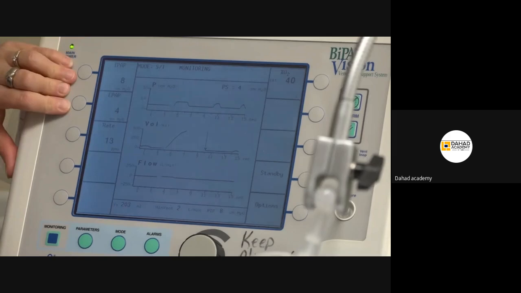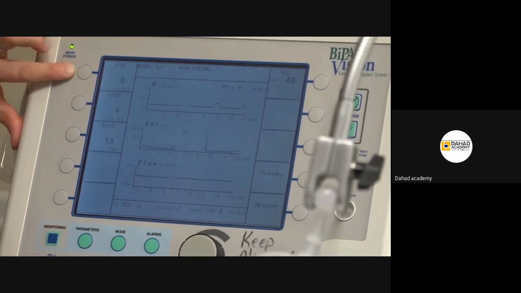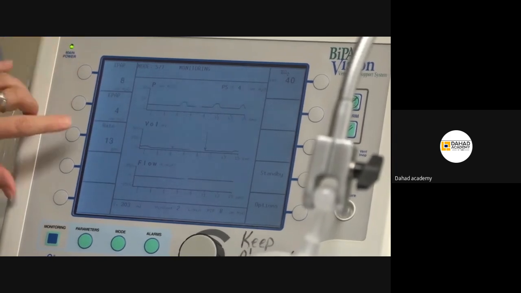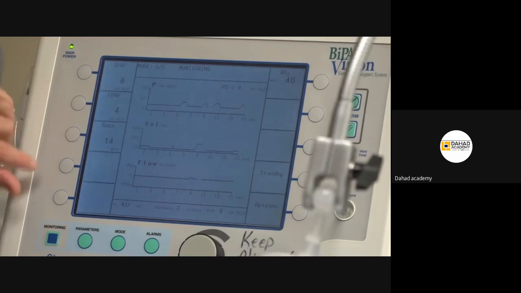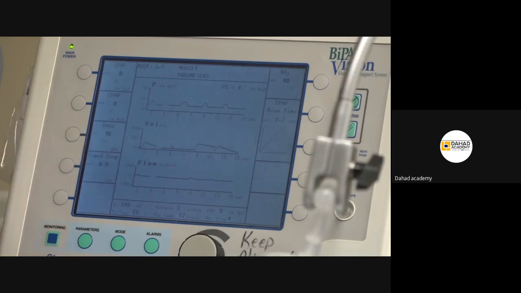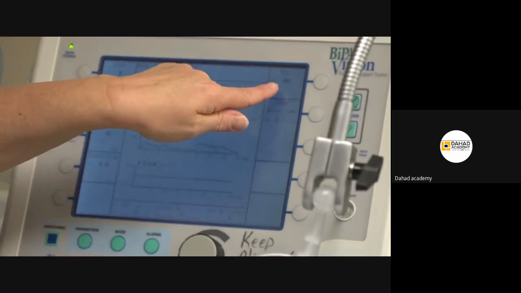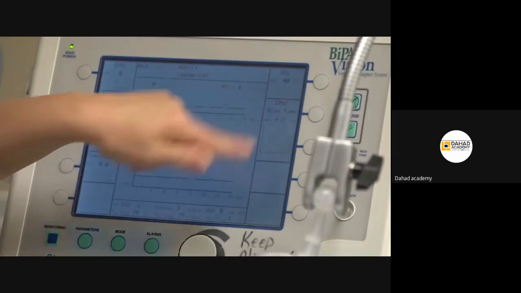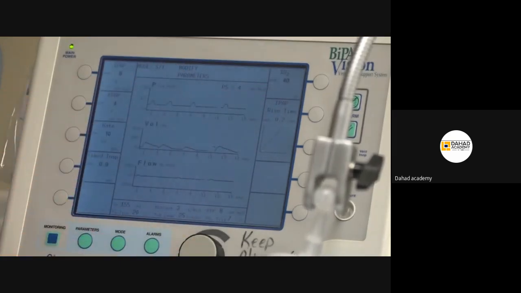So right now you can see we have our IPAP set at 8 and our EPAP set at 4. We have a rate that we set, and he's reading 14 right now. When I go to my parameters screen, my rate is set at 10. So I know he's doing 4 spontaneous breaths on his own. Our oxygen level right now is set at 40%. We can change that anywhere from 21 to 100%.